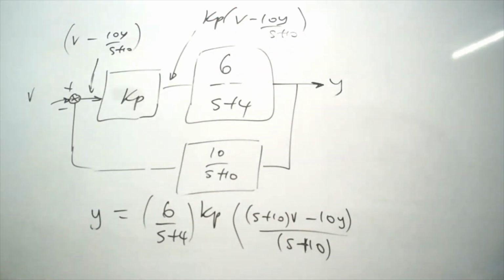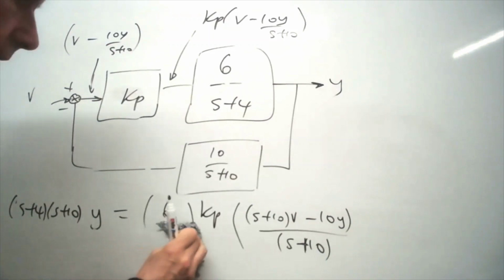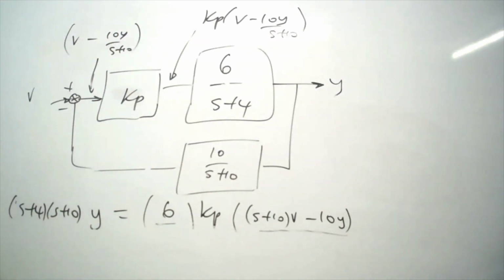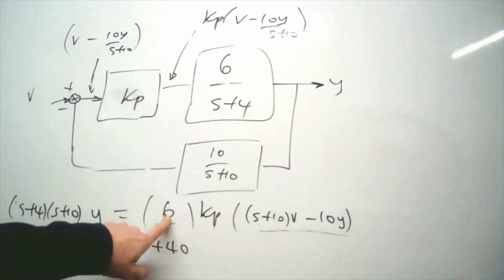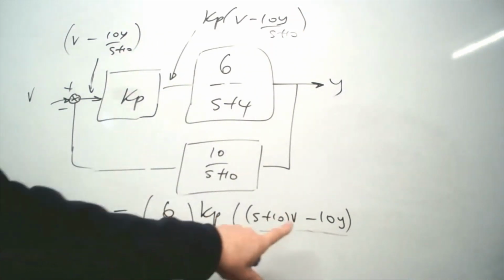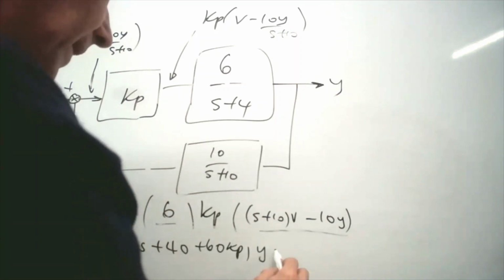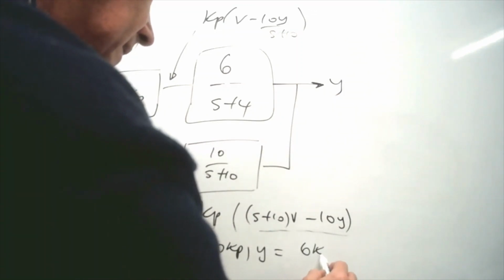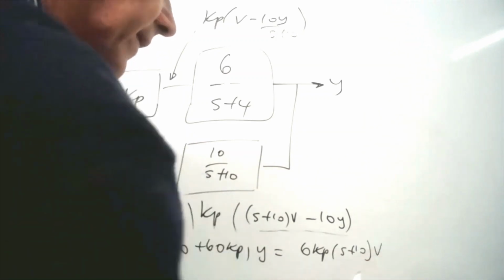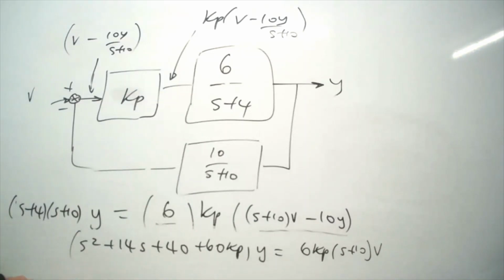I can move these two terms now up here. So I'll then get s plus 4 times s plus 10 times y, and those two will just disappear. So this time I'm going to get s squared plus 14s plus 40. That's coming from that term there. And then I'm going to get a 6 times Kp times 10. So 6 times 10 is 60, so it's going to be plus 60 Kp. That's going to be equal to y. That's equal to 6 Kp s plus 10 times v. And this equation here now, this is our second order equation, isn't it?